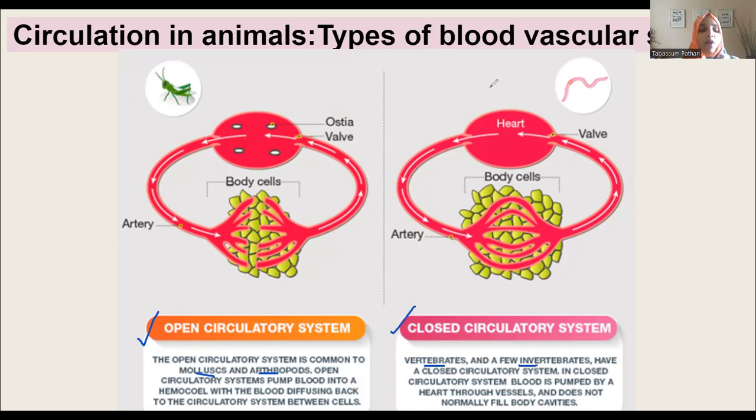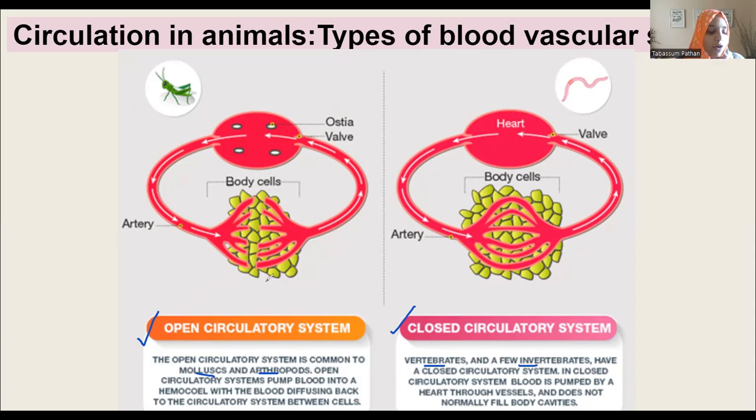Now let's understand what is open and closed. We are going to discuss the two parallelly. We are not going to first discuss open and then closed. We are going to discuss both systems parallelly. By the words only you get an idea regarding the type of circulatory system, like open and closed. Something is open over here and something is closed. What something? Basically the blood vessels.